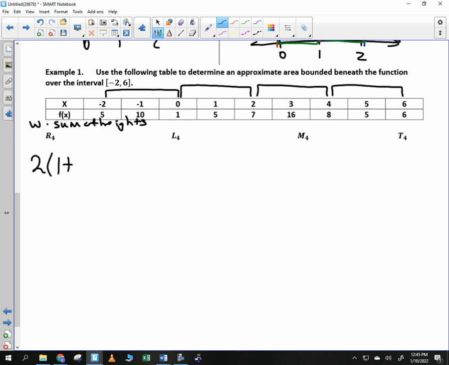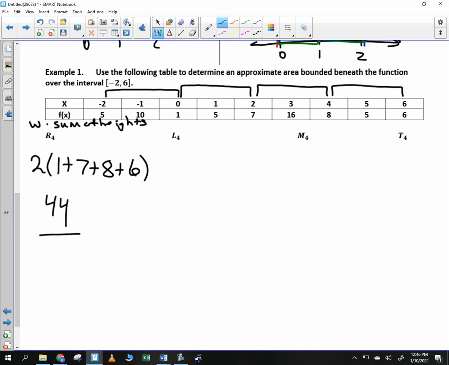Where do we evaluate our second height? 2, and the height is? The third height, we evaluate at 4, and it is 8. And then the height at 6 is 6. Cool. So 1 plus 7 is 8, plus 8 is 16, plus 6 is 22, times 2 is 44.